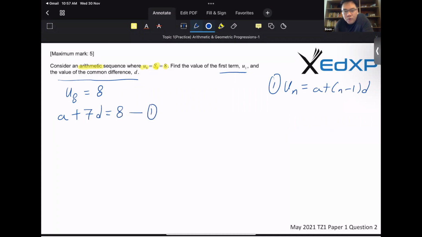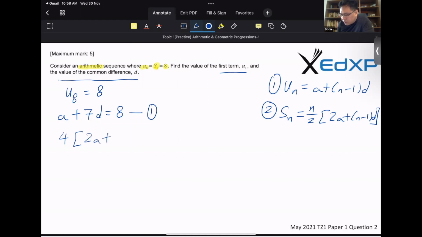Okay, notice we have 2 unknowns, a and d, which means we probably need another equation to solve. Another thing to note, the sum of an arithmetic sequence, also in your formula sheet, is given by n over 2 times (2a plus (n minus 1)d). I have derived both equations in my previous video, so feel free to rewatch them. Okay, so applying this equation, n over 2 will be 4, 2a plus (n minus 1), which is 7 like I mentioned earlier, d. And this is also equal to 8. And there we have both equations.